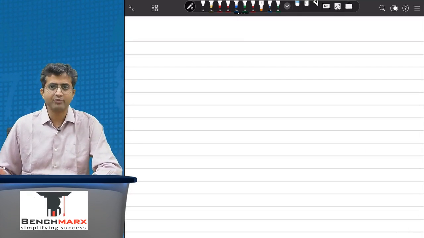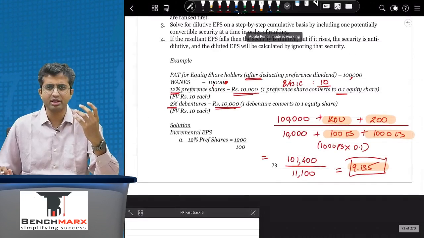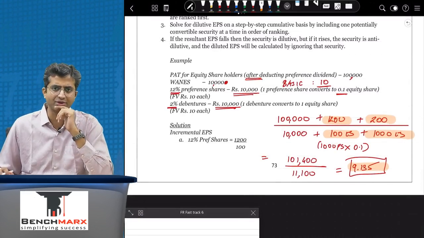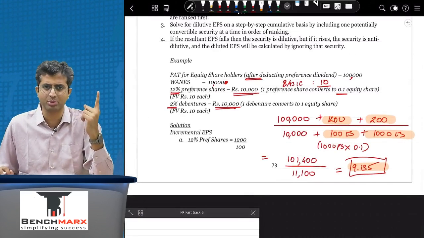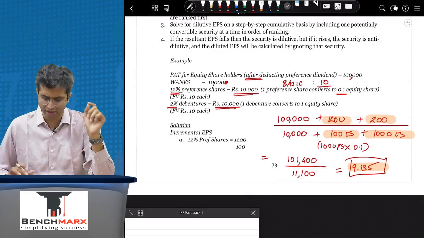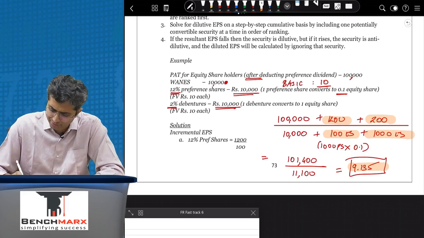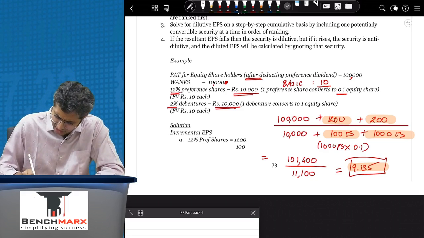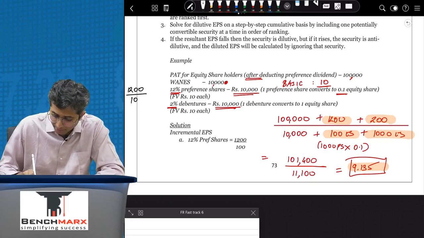And hence there's a method which is given where there is a hierarchy or an order of dilution which is available. The first step over here is to find out what is called as incremental EPS for each potential equity share. So the incremental EPS over here would be the cost saving. So for example, the cost saving over here is 1200 upon the number of additional shares.